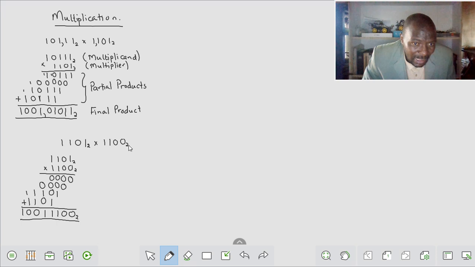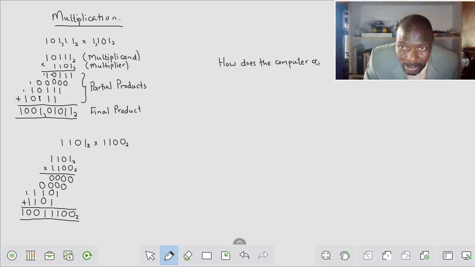Now let's use this example to show how the computer would work. How does the computer do it? I would like to say the old computer. I'm not too sure whether the new computers will still be doing this. I would have to look into it. How does the computer do it? Okay, I probably think it will still be the same.